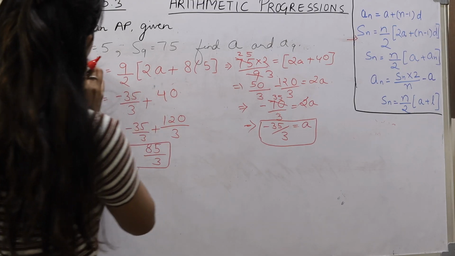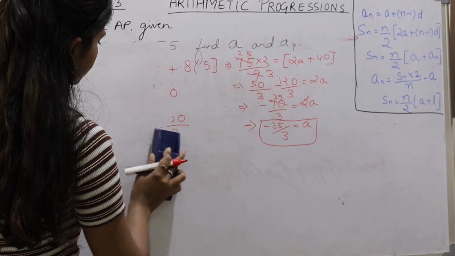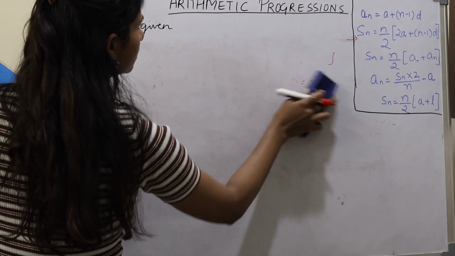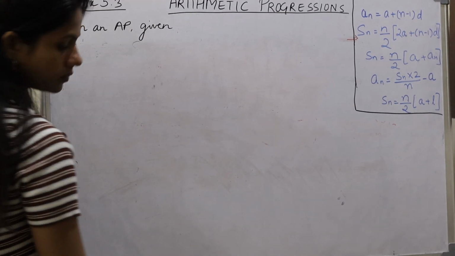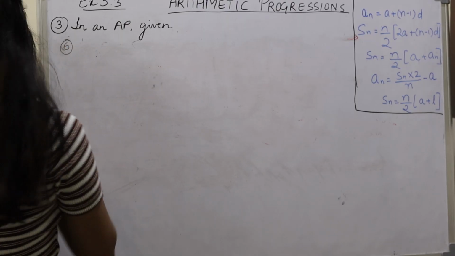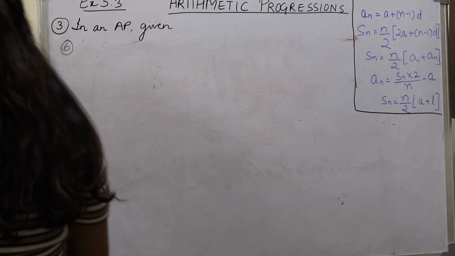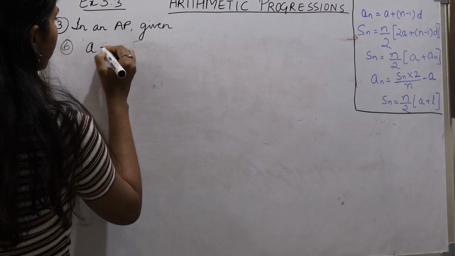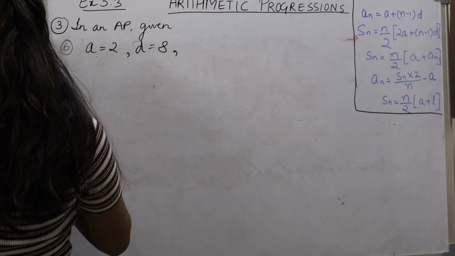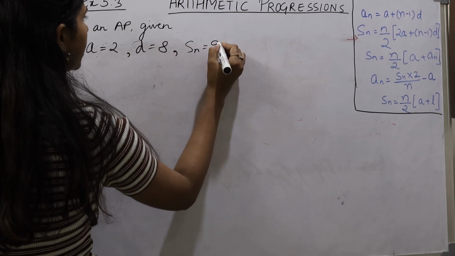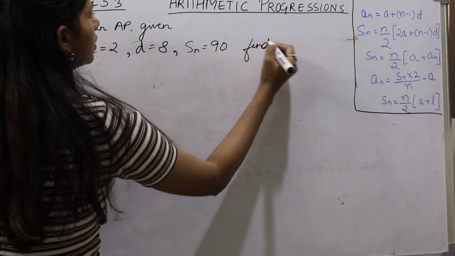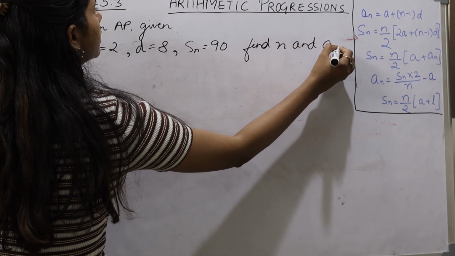Let me make some space. Alright. So for the sixth option, they have given A equal to 2, D equal to 8, Sn equal to 90. So we have to find n and an.